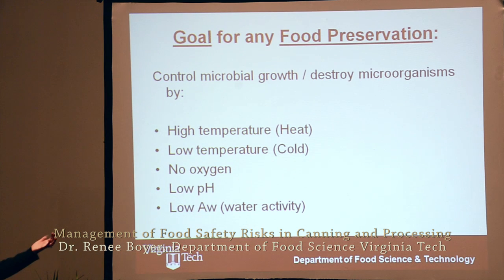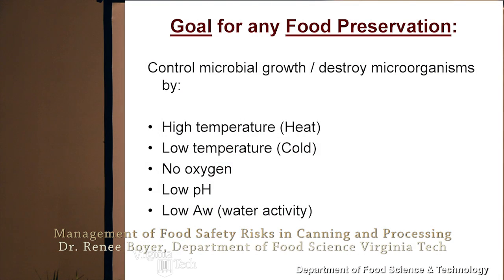Okay, so now the goal for any food preservation, which I've talked about, is primarily to control microbial growth and or destroy microorganisms by either high temperature, where you're killing whatever's there, low temperature, where you're putting it into a refrigerator or freezer, taking away oxygen, lowering the pH, or lowering the water activity. Anything that's recommended in terms of extending the shelf life of a product is going to be one of those key ways.